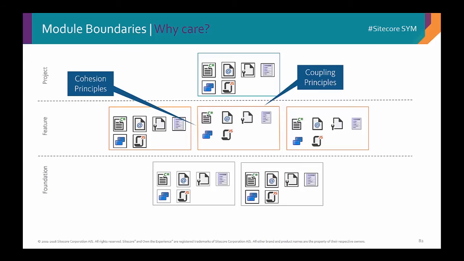Yes. So the coupling principles tell us something about dependencies. The stable dependency principle says always depend in the direction of stability. The stable abstraction principle tells you that a module should be as abstract as it is stable. And the acyclic dependency principle tells you that dependencies must not form cycles.